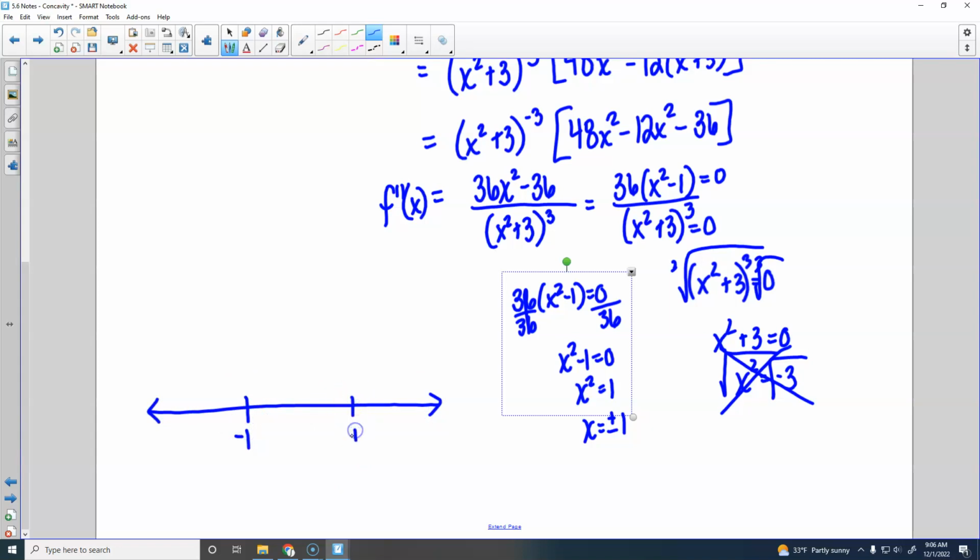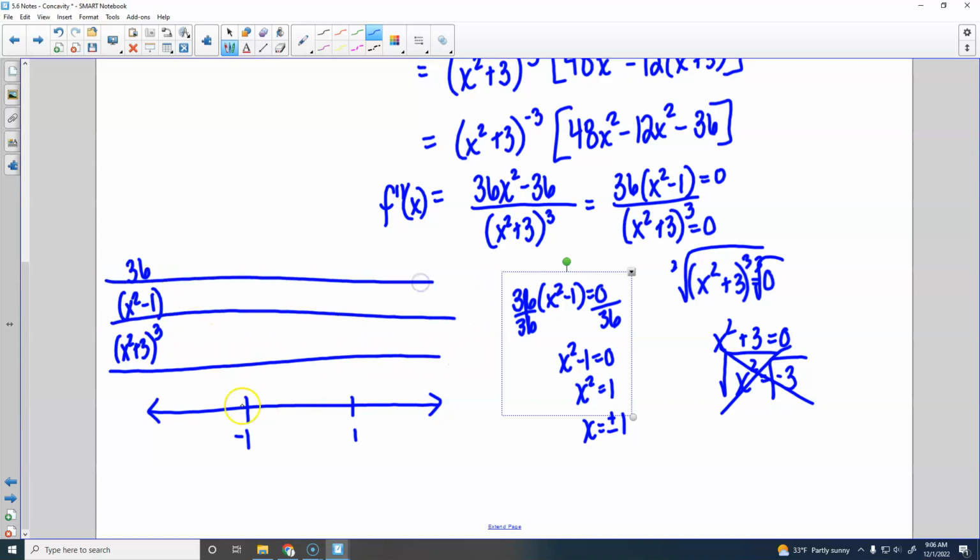Negative 1, positive 1. I'm going to make a chart for this one. So I've got 36, I've got x squared minus 1, and I've got x squared plus 3 to the third power. I'm going to use all 3 of those to find f double prime of x. So 36 is always positive. We also said x squared plus 3 cubed is also always positive. So actually all we care about is that x squared minus 1.